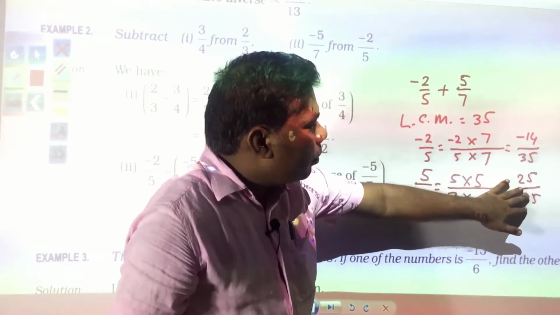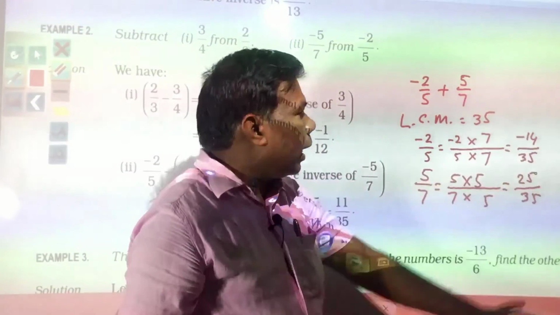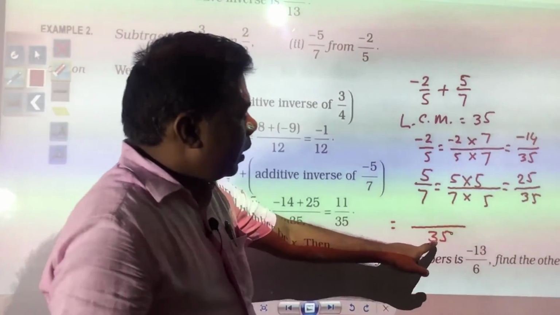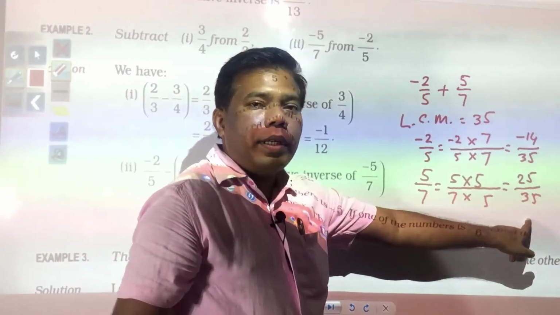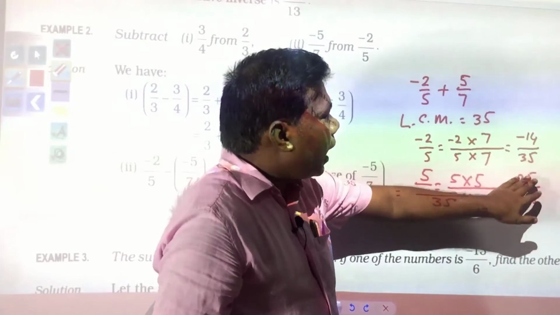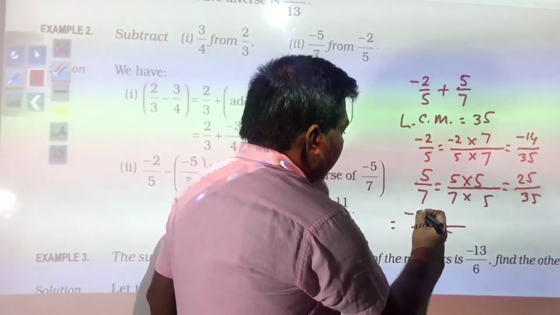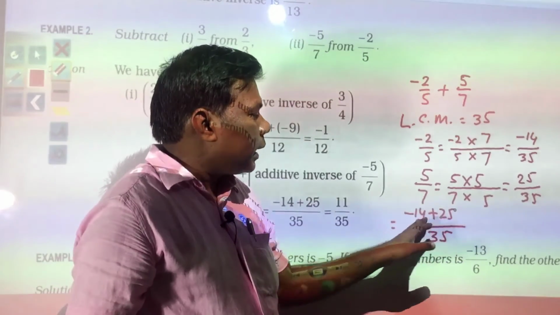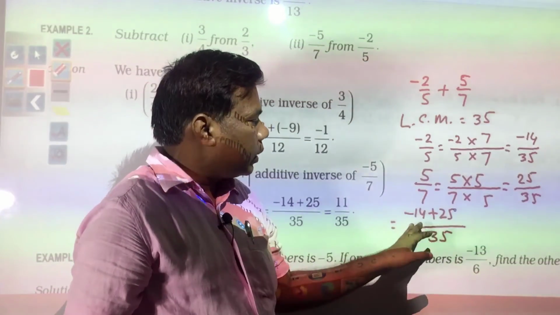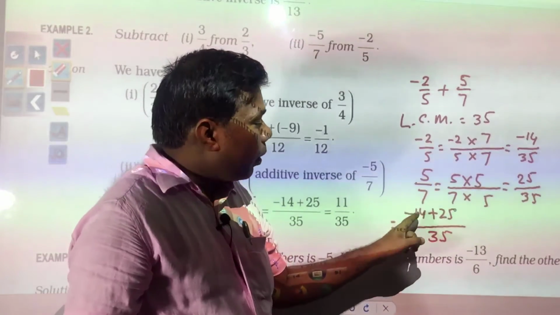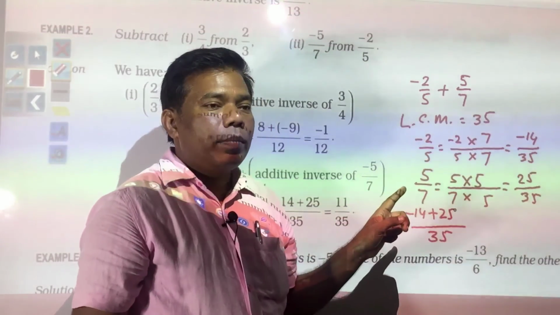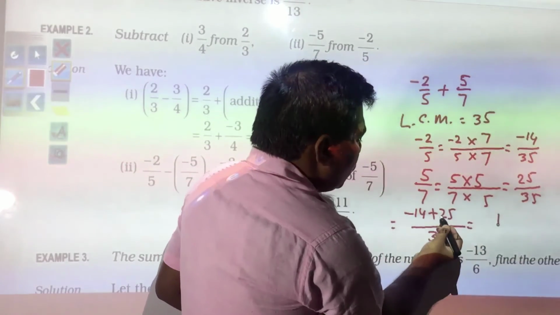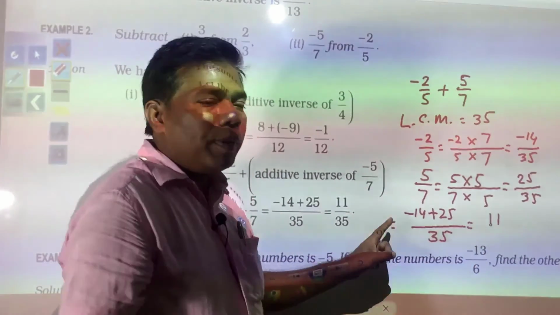Now two rational numbers you have got. This is required to be added. Here you see you have 35 in the denominator, equal denominators you have, and numerators are required to be added. So you will get minus 14 and plus 25. Again, if two opposite sign numbers you have, or opposite integers you have, what is needed to be done? The smaller number is required to be subtracted from the bigger number. So just you subtract this. 5 minus 4 is 1, 2 minus 1 is 1. The sign will be what? Plus.